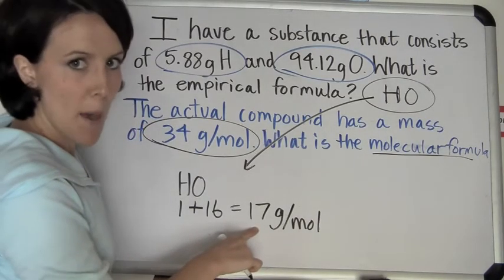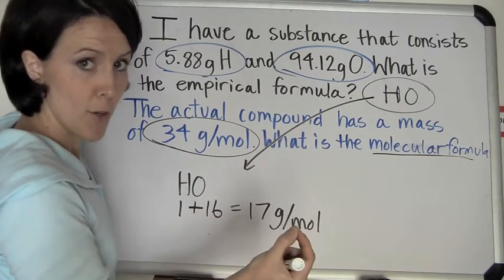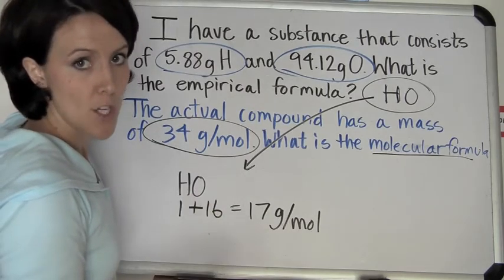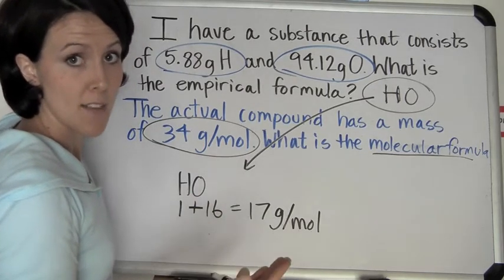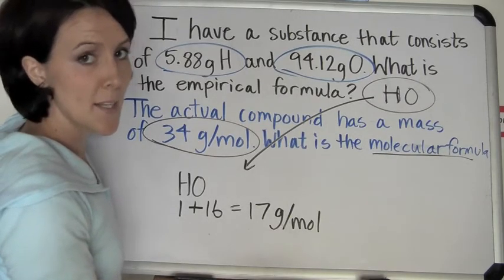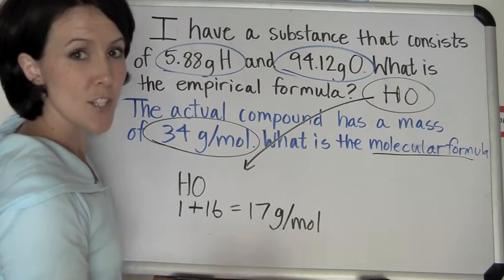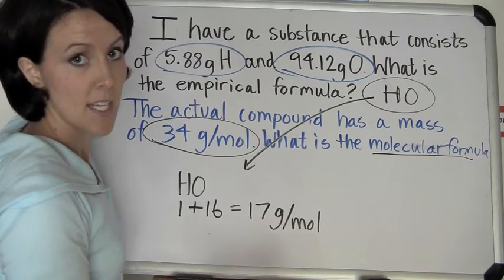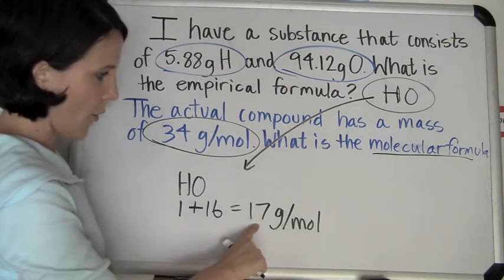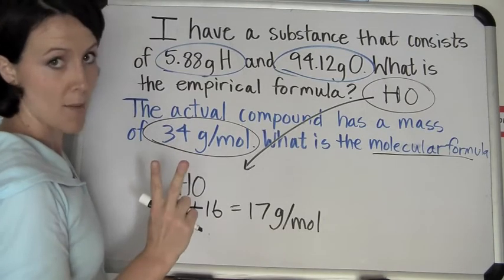Now, if you remember, empirical formula and molecular formula differ or can differ. Empirical formula is the smallest ratio of those atoms in that molecule or compound, whereas the molecular formula can be the same as the empirical formula, but it is the representation of the actual amount of atoms in that molecule or compound. So here we know that this goes into 34 2 times.